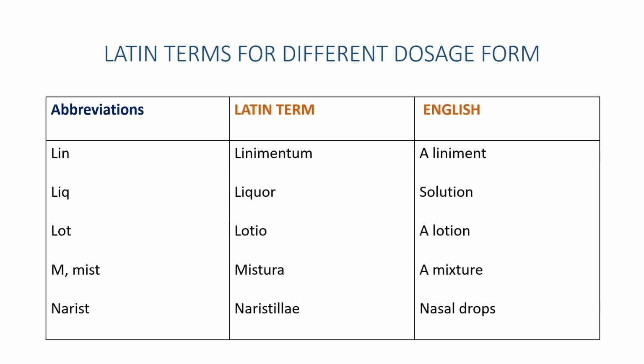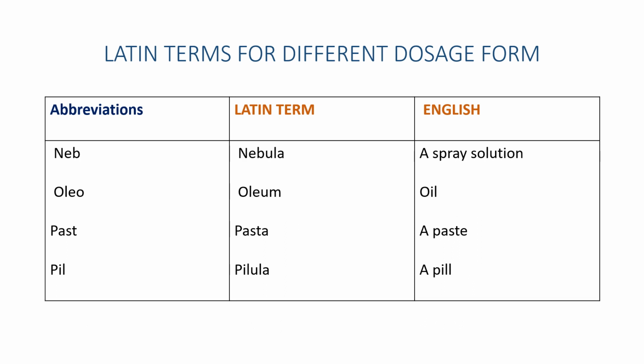Naristill. In English it is nasal drops and the abbreviation is narist. Next, nebula. In English it is called a spray solution and the abbreviation is neb. Oleum. In English it is called oil and the abbreviation is ol. Pasta. In English it is called a paste and the abbreviation is PAST. Pilula. In English it is a pill and the abbreviation is PIL.